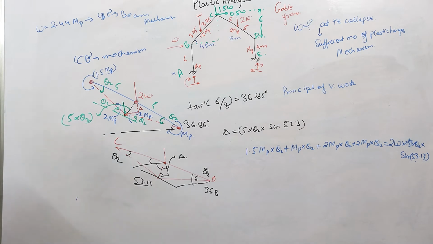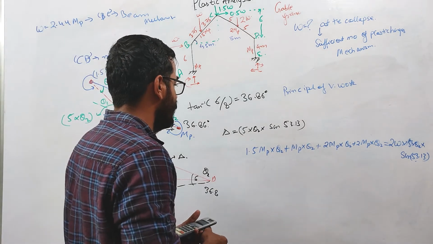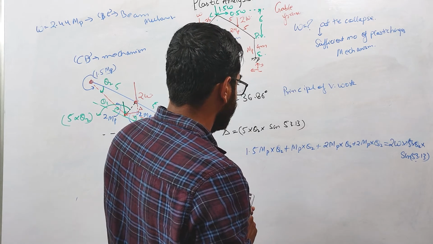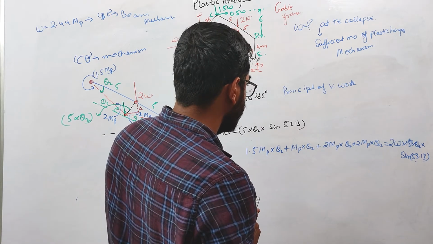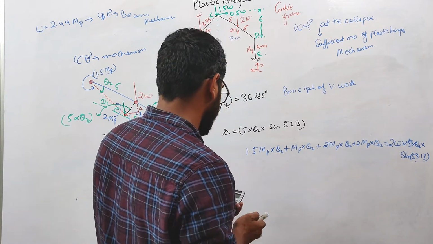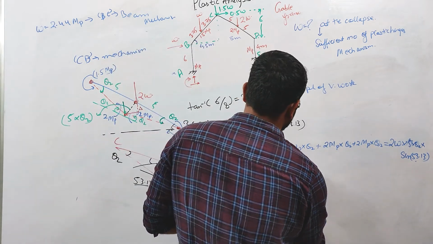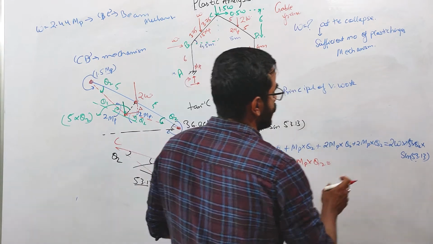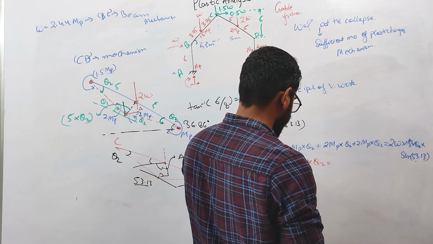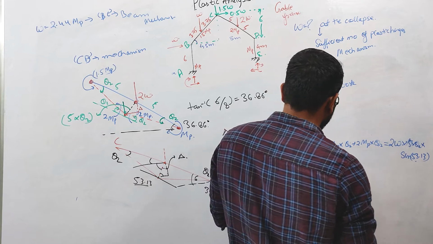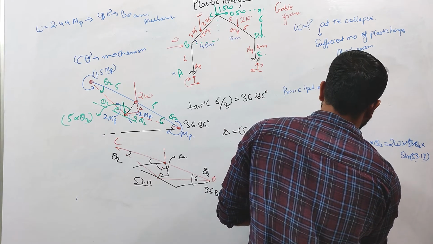So if you calculate this, it comes out to be 1.5 plus 1 plus 2, 4. Okay. This is 6.5 MP into theta 2. This should be equal to 2W into 5, 2 into 5 into sine 53.13. So this is basically 8W theta 2.